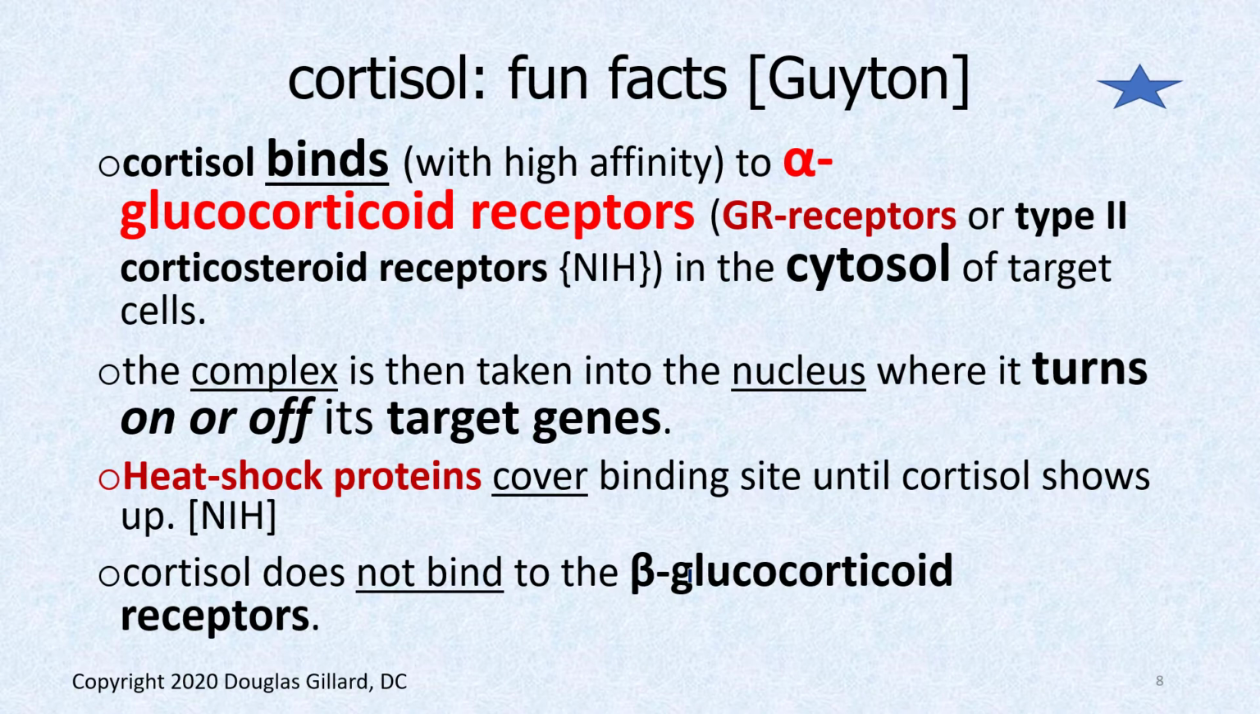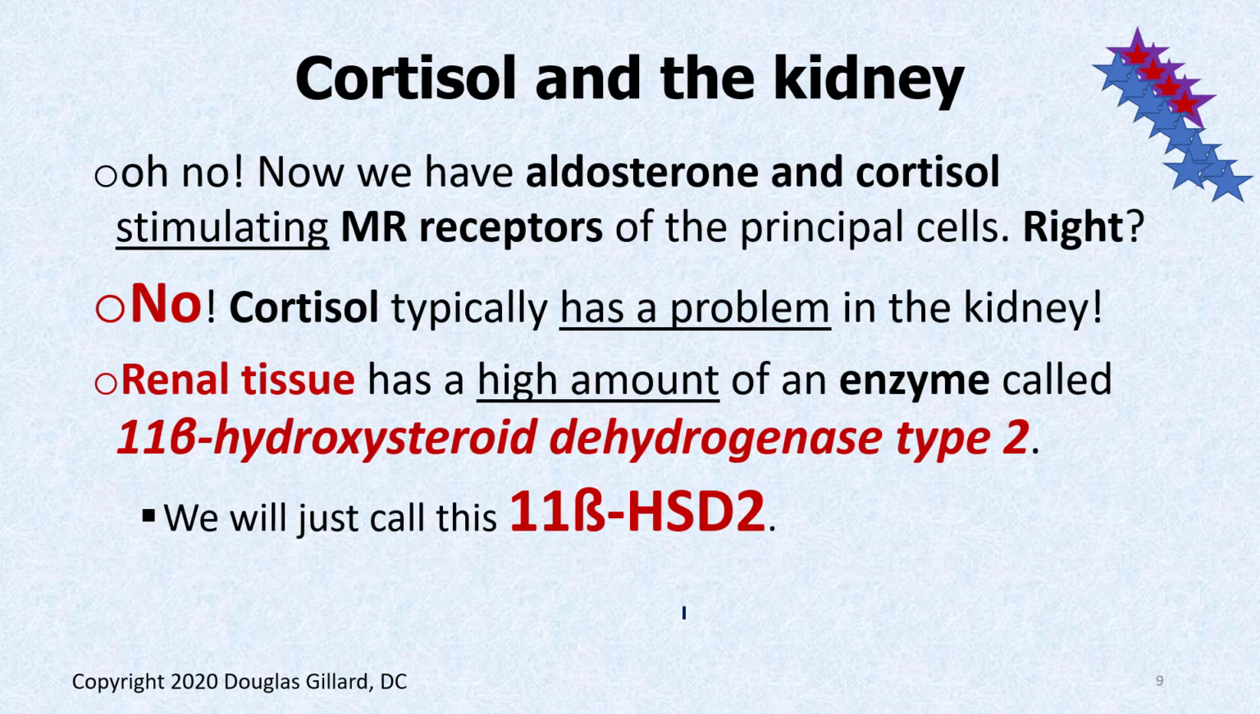And there are heat shock proteins. You probably have studied these before. They cover the binding sites of the alpha glucocorticoid receptors, and they're removed. We won't get into how they're removed, but that's so other things have a little more trouble binding with the GR receptors because of those heat shock proteins. And there are some mutations and problems with those, but that's for biochemistry, not me. Also noteworthy is that the beta glucocorticoid receptors are not bound by cortisol.